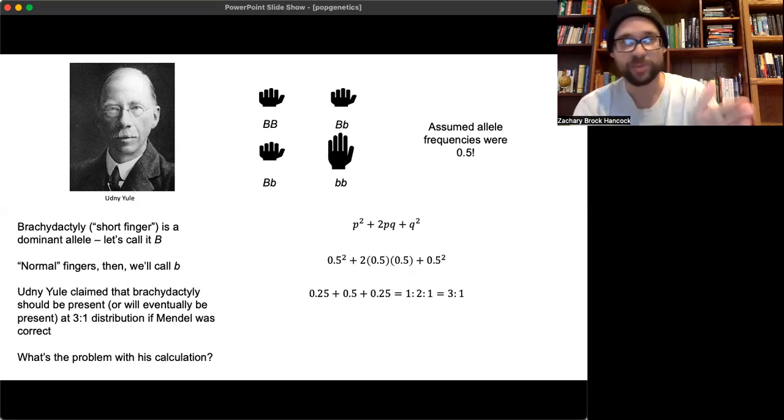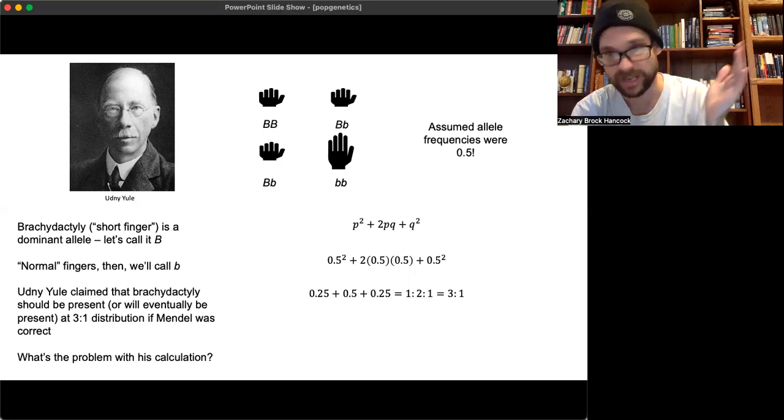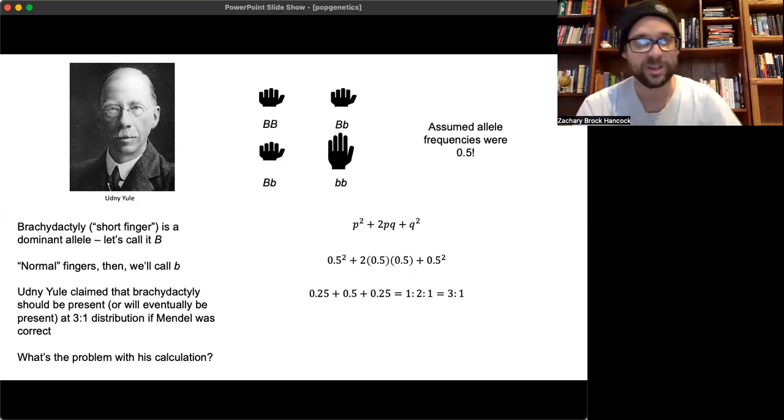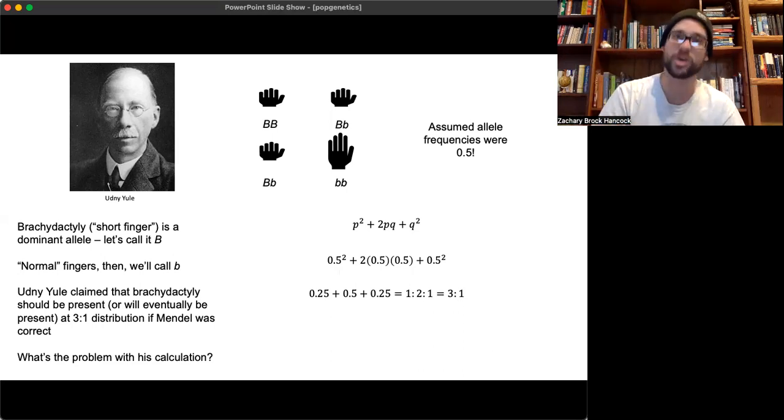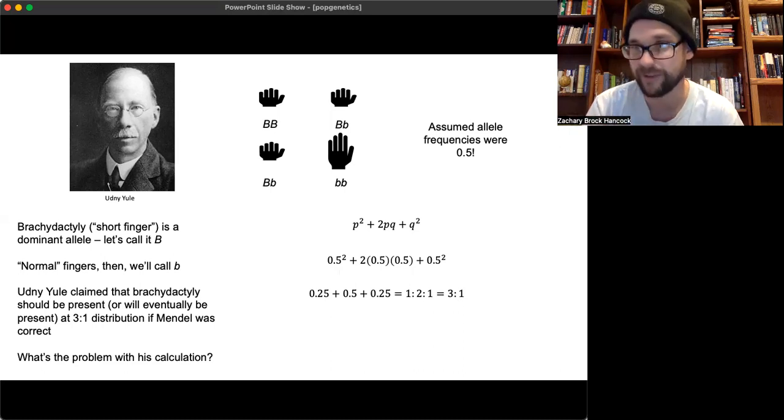So if you take p squared plus 2pq plus q squared, as I've been trying to say this whole time, instead of capital and little letters, you take 0.5 squared plus 2 times 0.5 times 0.5 plus 0.5 squared. That gives you a 1-to-1 ratio or a 3-to-1. So the only time that you're going to see that exact phenotypic ratio is if you assume that those alleles are present in 1/2. All right.